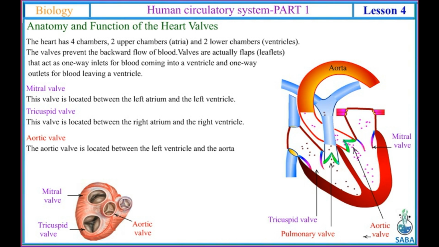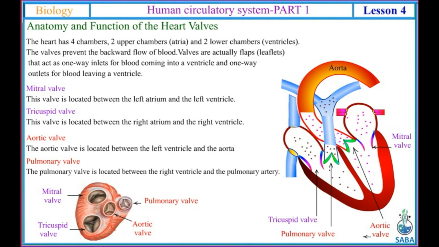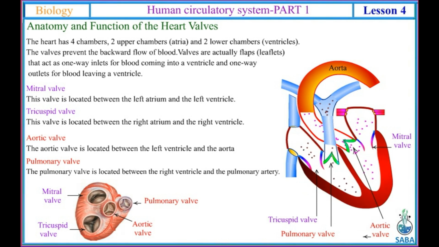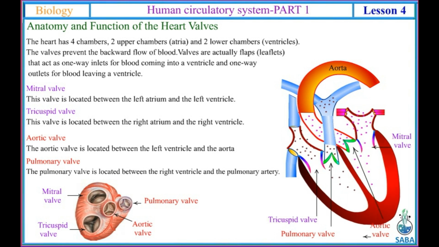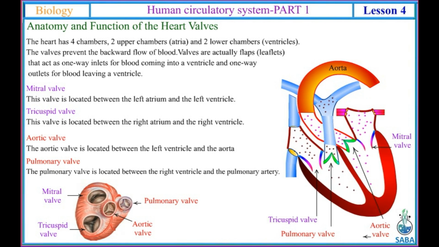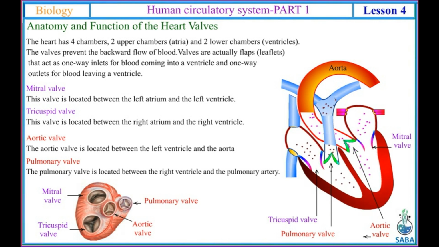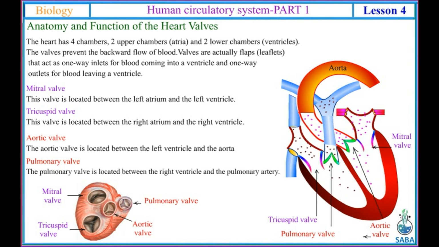Mitral valve. This valve is located between the left atrium and the left ventricle. Tricuspid valve. This valve is located between the right atrium and right ventricle. Aortic valve. The aortic valve is located between the left ventricle and the aorta. Pulmonary valve. The pulmonary valve is located between the right ventricle and the pulmonary artery. In the diagram below, you can see the location of each of these valves.